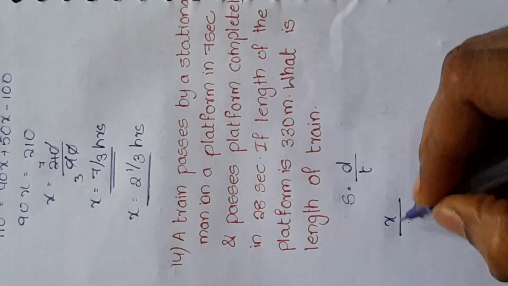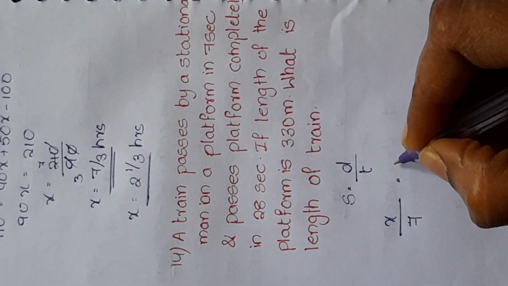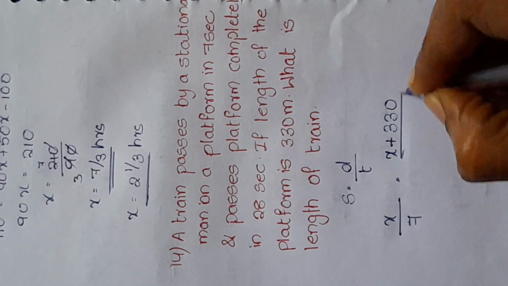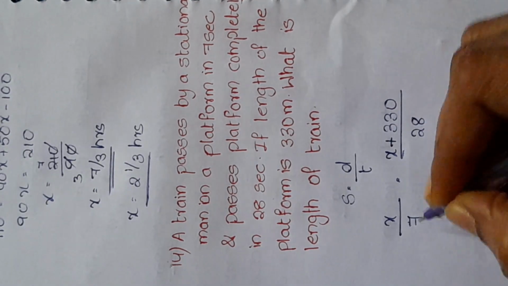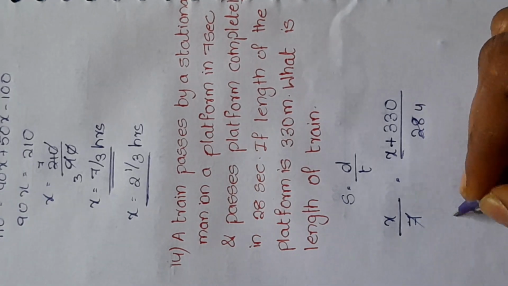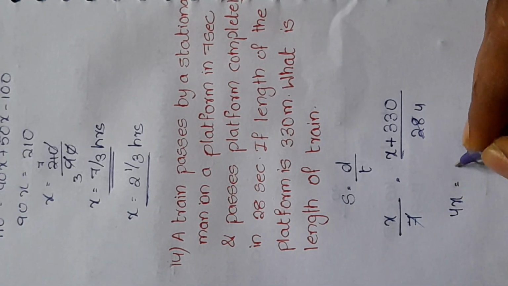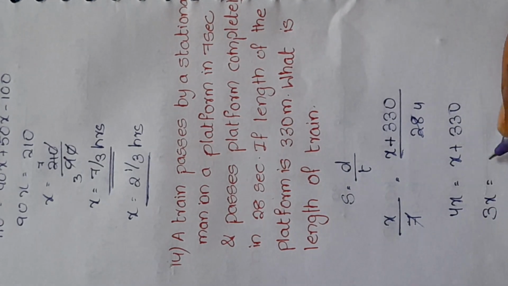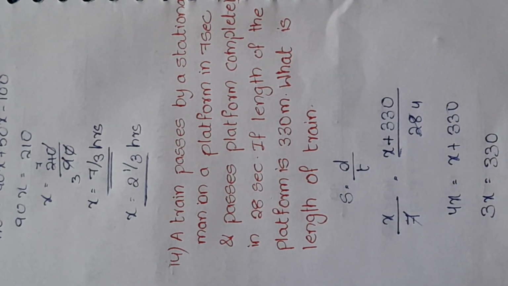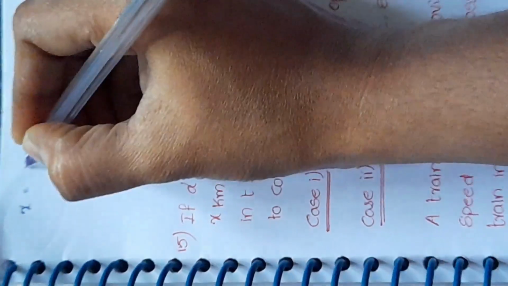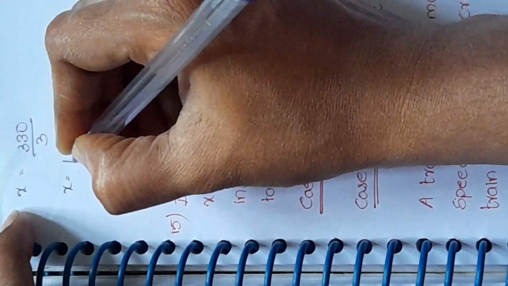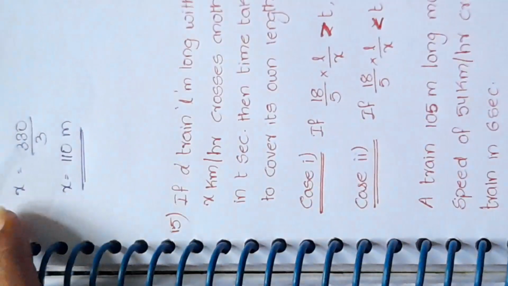x by time, which is 7 seconds. And in the second case, when it is crossing the platform, it is x plus 330, that is the length of the platform, by time, given as 28 seconds. Four 7s are 28, so 4x is equal to x plus 330. 3x is equal to 330. So x is equal to 330 by 3. We get the length of the train, that is x, is equal to 110 meters.